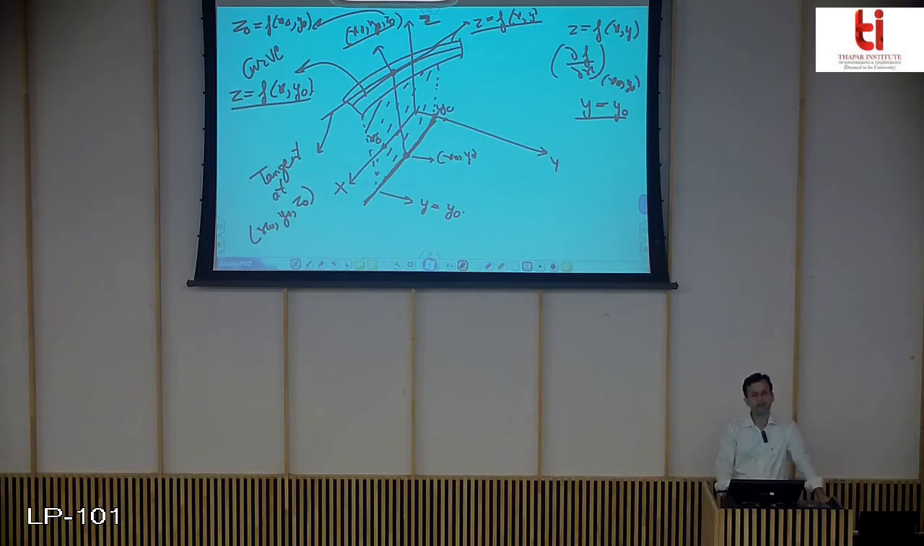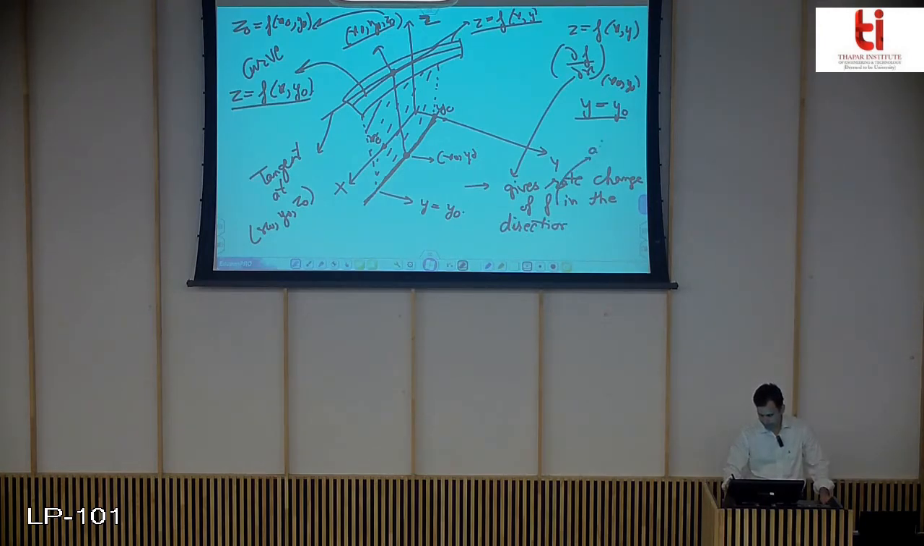It lies on the curve C, and curve C is obtained by the intersection of the surface z equals f(x, y) and the plane y equals y naught. So we also say that this partial derivative gives the rate of change of f at (x naught, y naught) in the direction of i cap, the positive x-axis. Why is it so?